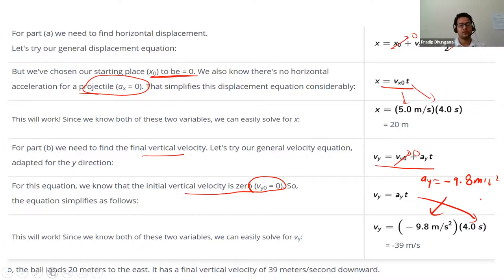In that way, the ball lands 20 meters to the east from the apartment, and it has a final vertical velocity of 39 m/s downward. Okay, in that way we can solve this problem.